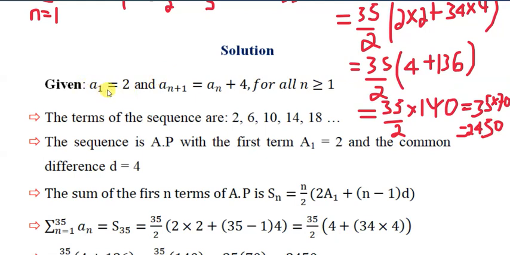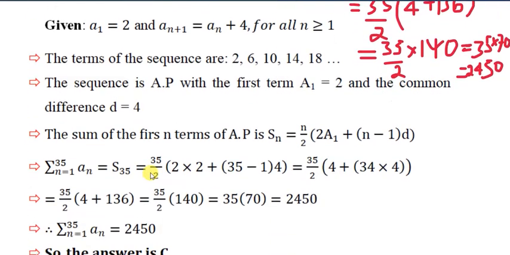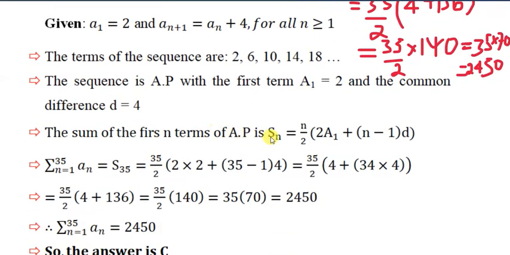Here, given a1 is equal to 2, a(n+1) is equal to an plus 4 for all n greater than or equal to 1. The terms of the sequence are 2, 6, 10, 14, 18, and so on. The sequence is an arithmetic progression with the first term a1 equal to 2 and the common difference d equal to 4. The sum of the first n terms of an arithmetic progression is given by Sn equals n over 2 times (2 times a1 plus (n minus 1) times d). You know this formula, don't forget this formula. And then the summation of an for n running from 1 up to 35 is equal to S35.